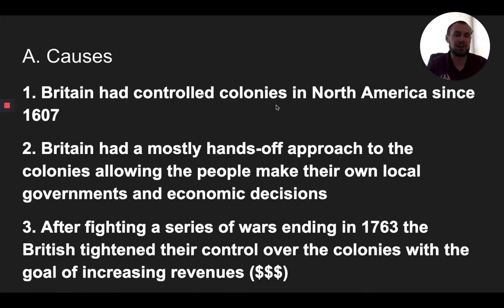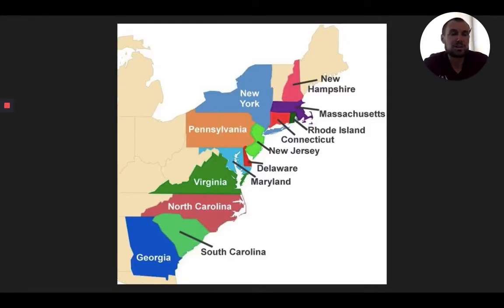Now, after fighting a series of wars, and at the end, which was the French and Indian War, or worldwide, it was called the Seven Years' War, ending in 1763, Britain tightened their control over the colonies because they were in a lot of debt and they needed money. And so they looked to control the colonies to increase their revenue. Now, you can see here the original 13 colonies, each very distinct. Each was independent. They weren't very united.